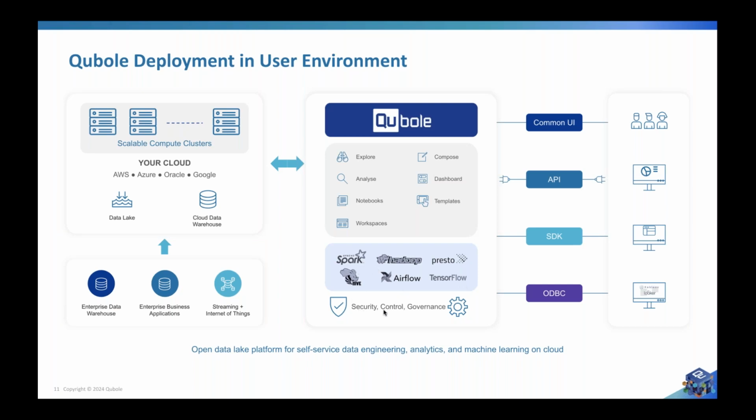We have very good security controls and governance model, both on the platform as well as on the data. As you move to the left, we don't move your data from your cloud into Qbol. We keep your data where it is, and we move the processing to your cloud. So if you select a Spark cluster, it will get spun up on your VPC, and then it will use the data which is stored in your buckets, objects which are in your S3.